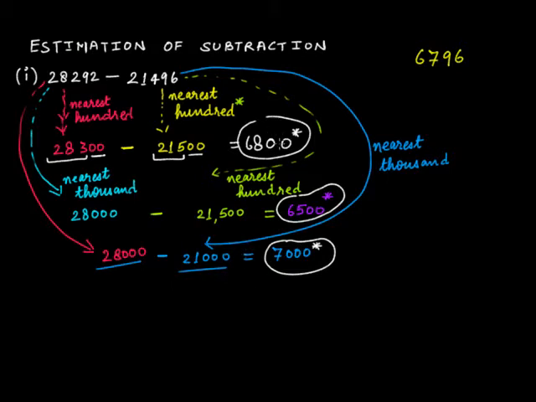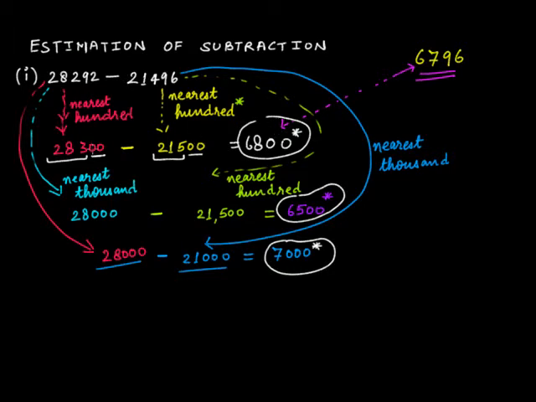So if you look at these three possible estimations, that is 6,800, 6,500 and 7,000, which is very near to the original one? You will say, hey, of course this one is much closer to the original value. This is 6,796, this is 6,800. This one was 6,500 and this one is 7,000. This is very near to our original value of this calculation.